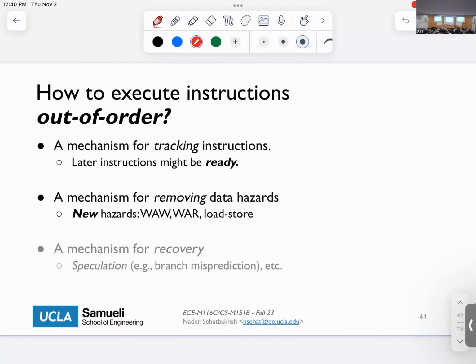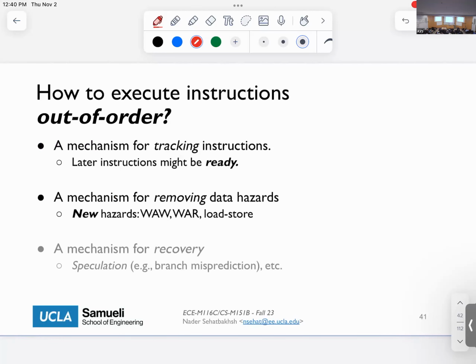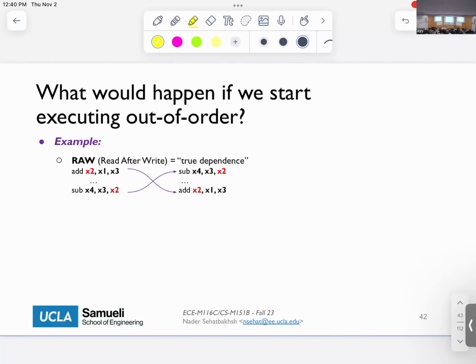Okay, so let's talk about the other 2. And let's talk about this one. Let's think about what will happen when we start doing things out of order. What will happen to our RAW data hazards? Are there going to be new hazards, and how do we fix them altogether?